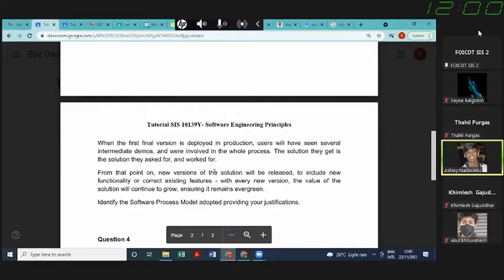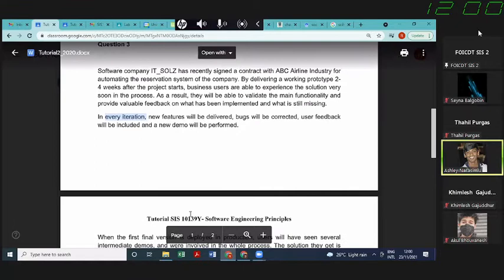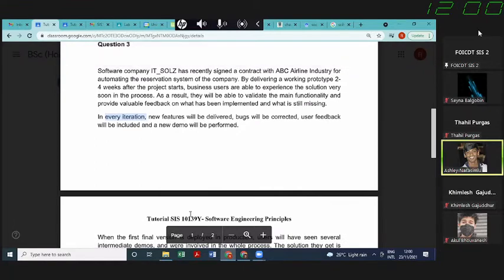Can you go up a little bit? I did not hear what you mentioned. Can you go upward a little bit in the first few lines? Yes. As a result, they will be able to validate the main functionality and provide valuable feedback. Isn't it like a meeting where the customers will say, I used the prototype and give feedback, what is missing? So yes, I agree with you, agile. Even agile for this one is acceptable.